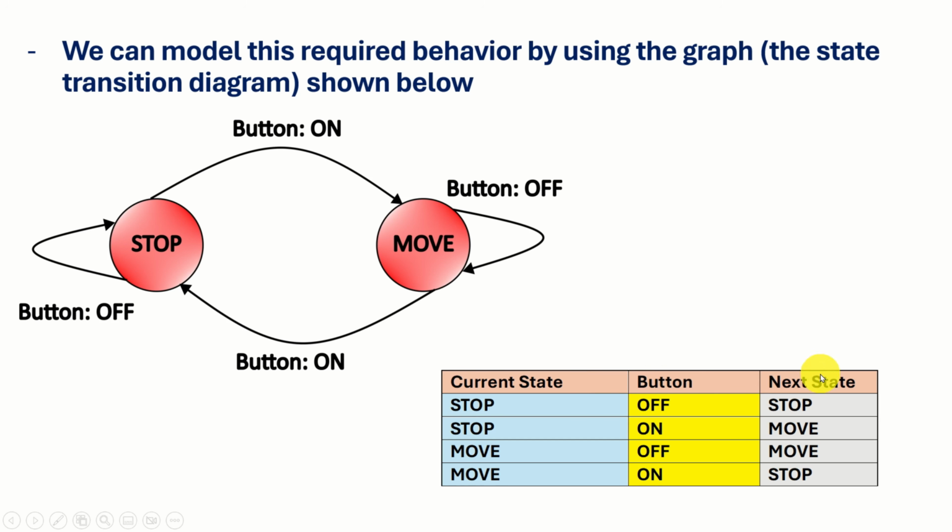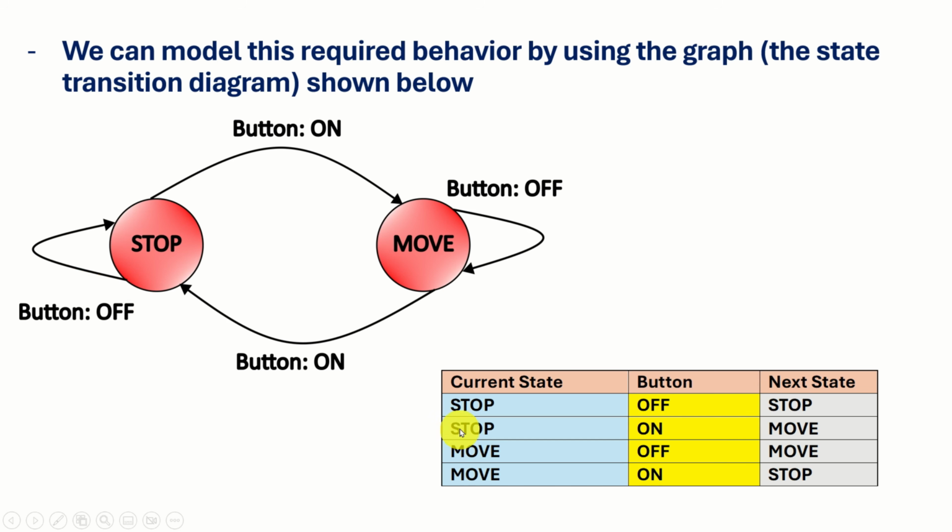We can model this behavior by using this state transition table. Namely, we can put the current state, that is, the state in which the robot currently is, over here. And we have stop, stop, move, move. So let's analyze the first scenario. If the robot is in the stop state and the button is off, then the next state, represented by this column over here, should be stop. And that's precisely this transition over here. That is, we are in stop, the button is off, and we should stay in stop.